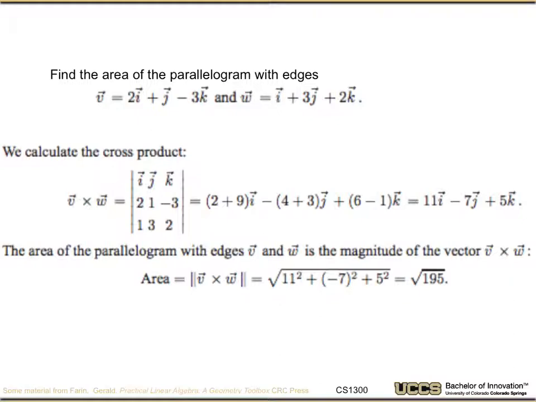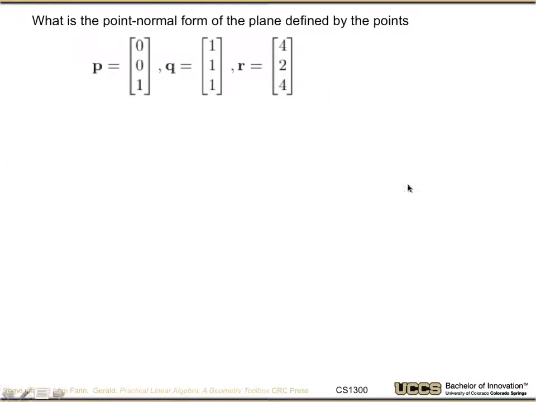Okay, so now let's play with points and planes. What's the point normal form of the plane defined by these 3 points? We have the points P, Q, and R. What is the point normal form of that plane?